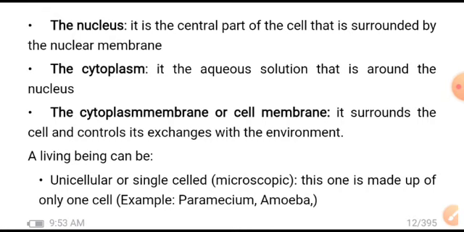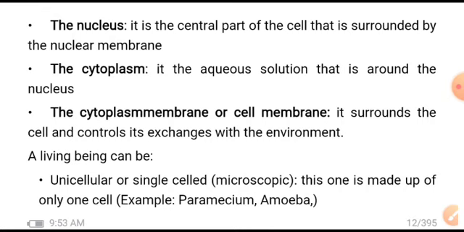Then there is what we call the cytoplasmic membrane or cell membrane. It surrounds the cell and controls its exchange with the environment. The layer that surrounds the cell simply means the cell membrane. It holds together the cell nucleus and cell cytoplasm. It is the layer that surrounds the cell in general, and it controls the exchange, whether a substance is moving in or moving out. It is controlled by the cell membrane.